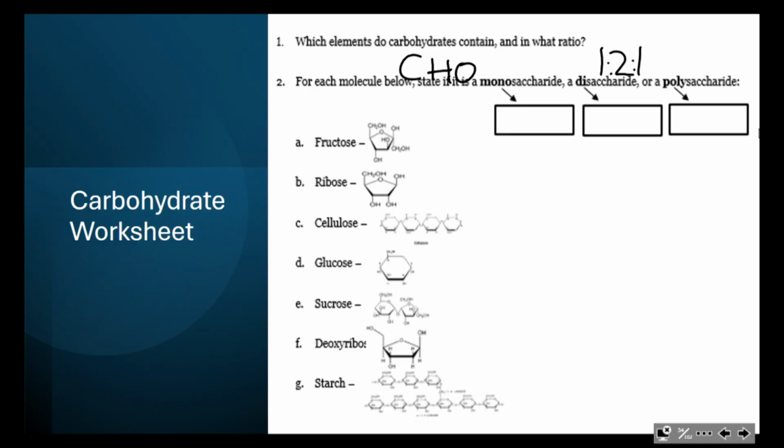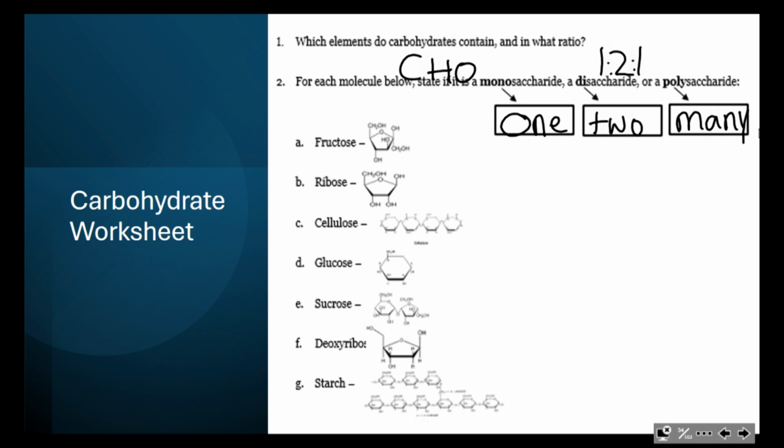Number 2 is asking what do these prefixes mean, and then what type of examples are those sugars? First of all, monosaccharide, what does mono mean? Mono means 1. A disaccharide, what does di mean? Di means 2. And poly, what does poly mean? Poly means many. What we're doing here is we're just going to count the rings of sugar. If we see 1 ring, it's going to be a monosaccharide. If we see 2 rings, it's going to be a disaccharide. If we see more than 2, it's going to be a polysaccharide, right?